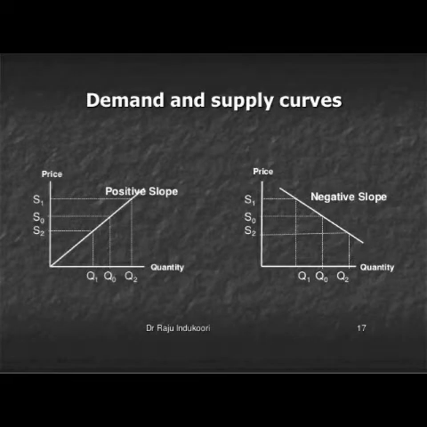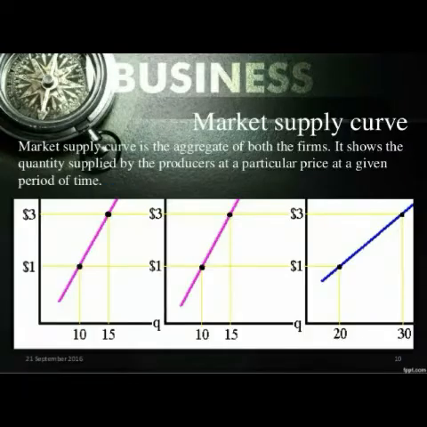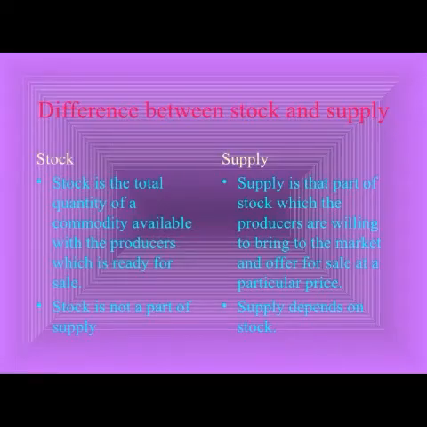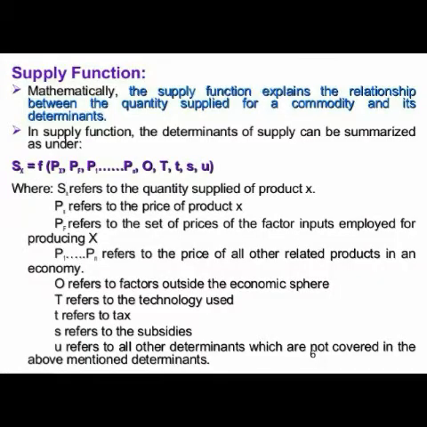Now, let me tell you the difference between two things, that is stock and flow. Stock is at a particular point of time, like the goods in the warehouse, and flow is over a period of time, like sales. That's why supply is called a flow concept. Suppose the stock is in a warehouse or some other place, and when it comes to the market for sale, only then does it become supply.